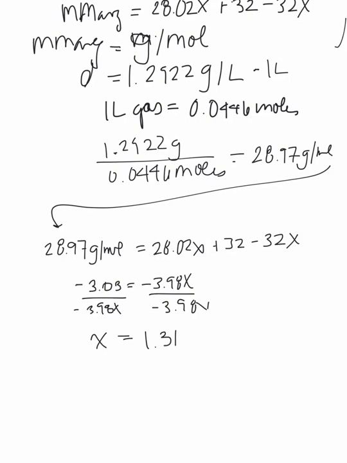Or excuse me, let's erase that right quick. 3.03 divided by 3.98 gives us 0.76. So that means the mole fraction of N2 would be 0.76, or approximately 76%. So it means 76% of our atmosphere is nitrogen. So to find the percentage of oxygen, we would do 100 minus 76, and that would give us 24% oxygen.